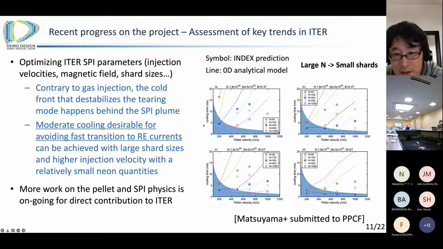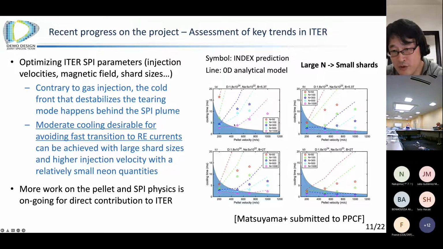In this scan, we have evaluated the time required for the SPI to cool the plasma near the Q=2 surface. This is the indication of the thermal quench trigger time. And you can see the variation of the thermal quench time depending on the pellet shell size and also the pellet injection velocity.